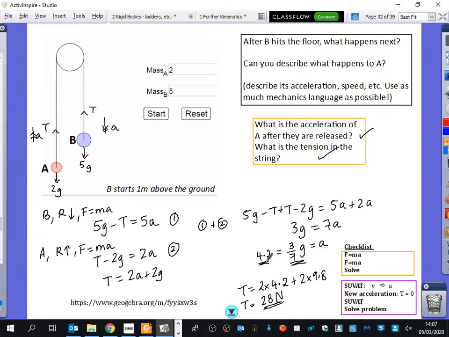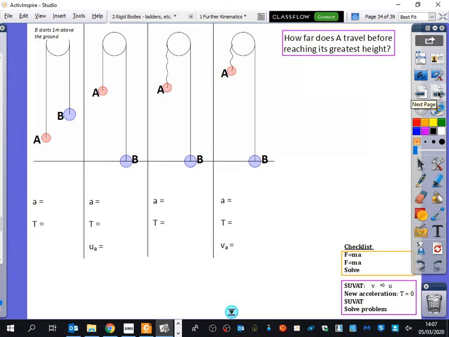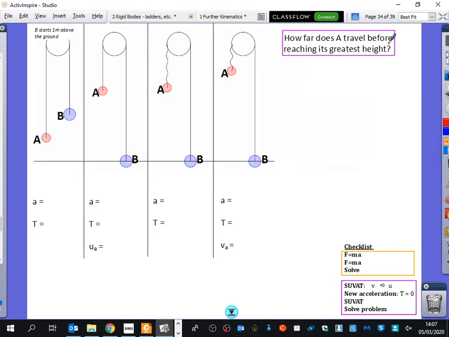Now though, we're going to have to think about some bits that come in this purple box, and this purple box corresponds to the next page that you've got in your booklet, okay? So you're still going to use this information that we've got here, but it's now going to correspond to what we're trying to do next. What we're trying to do next is find out how far does A travel before reaching its greatest height.